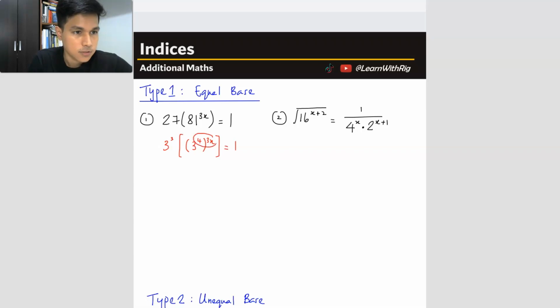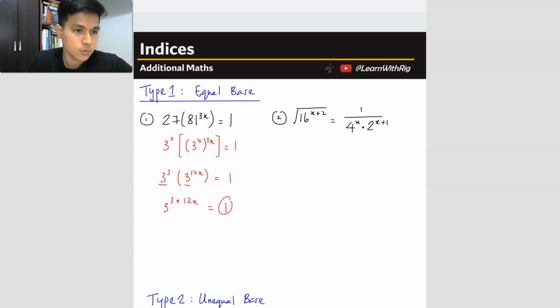So now what do you do with this? So the property just now I showed you, you just multiply them, right? So 3 power 3, and then here becomes 3 power 12x. So now what do you do? Because both of them have base 3, so you cannot multiply them, you have to add the power. So what you get is 3 power 3 plus 12x equals to 1. So how do we solve this? Of course one method is doing the log method, but I'm not going to do that, okay? Because why?